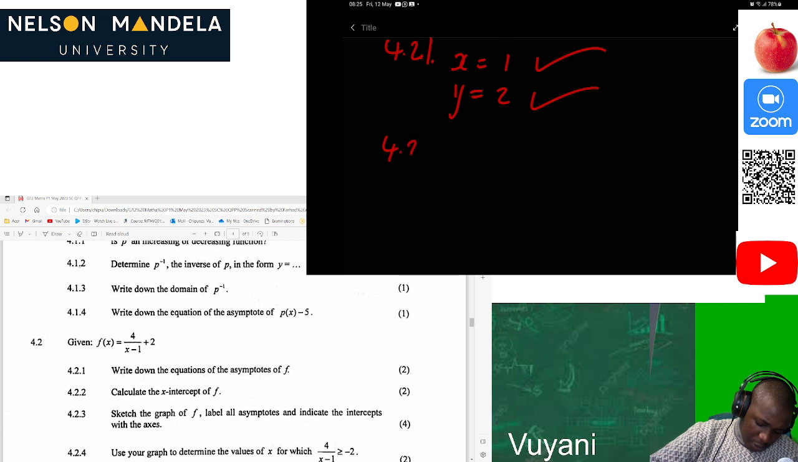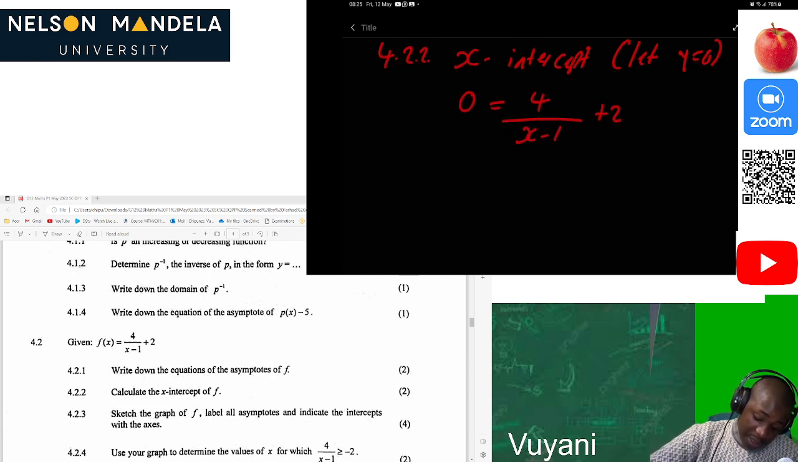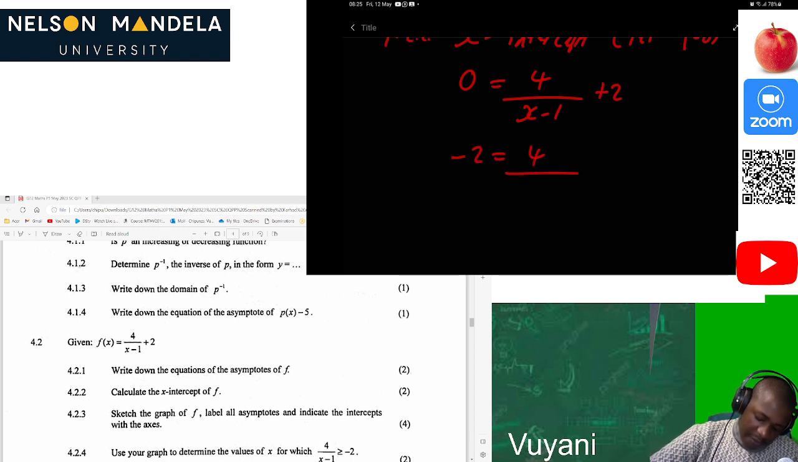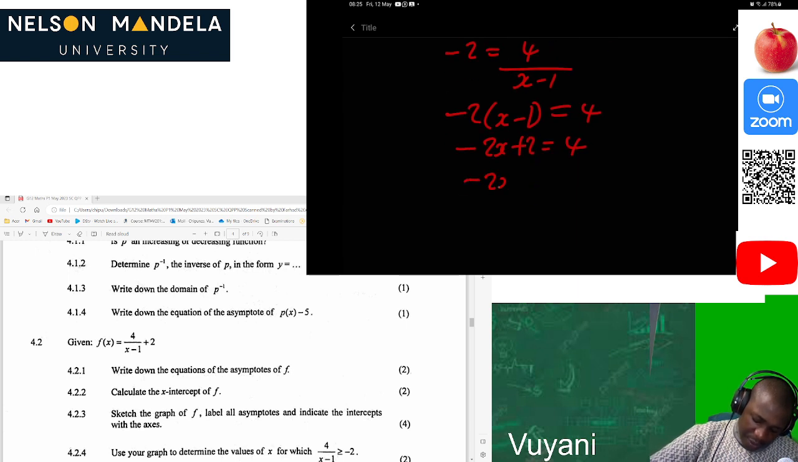Now let's look at 4.2.2. They are saying calculate the x-intercept. We know that for the x-intercept, we let y be equal to 0. So 0 is equal to 4 over x minus 1, plus 2. Negative 2 is equal to 4 over x minus 1. Let's solve for x. We cross multiply, then we have negative 2x plus 2 is equal to 4. Now we have negative 2x is equal to 2. Divide by negative 2, then x is equal to negative 1.